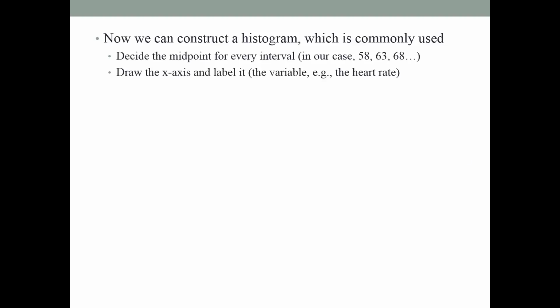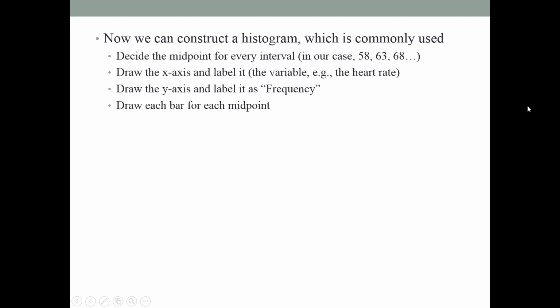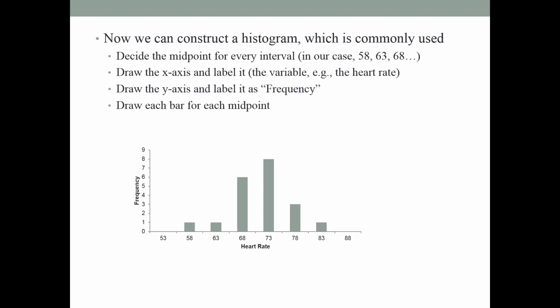All right, now we draw the x-axis and label it with the variable, for example, the heart rate in our case. And then the y-axis is labeled as frequency. Now, x is anything you study, but y is always frequency. Okay, and then draw each bar for each midpoint. So like this.